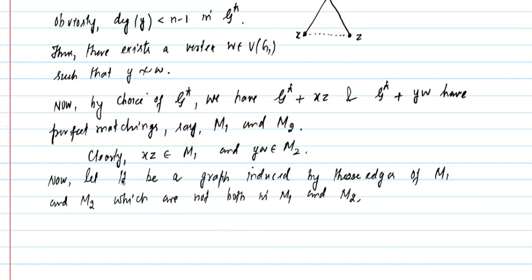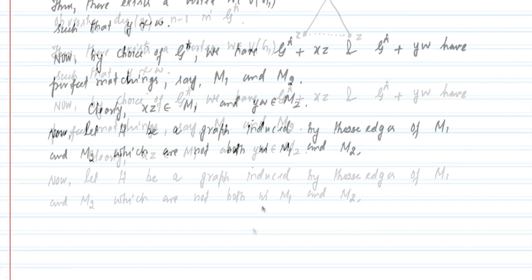So we construct a new graph H which is induced by those edges of M1 and M2 which are not both in M1 as well as in M2. So therefore the graph H is induced by the edges of M1 but not in M2 and the edges of M2 but not in M1. So that means this H contains the edges of M1 symmetric difference M2.